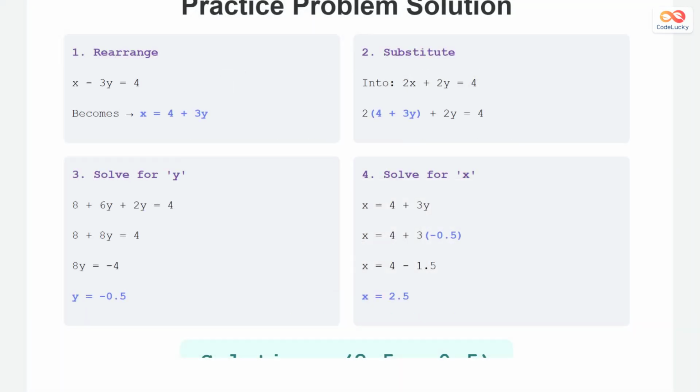Alright, let's see how you did. First, you rearrange x minus 3y equals 4 to get x equals 4 plus 3y. Next, you substitute this into the second equation. You solve that to find that y equals negative 0.5. Finally, you plug that y value back in to find that x equals 2.5. The final solution is the point (2.5, negative 0.5). Great job!